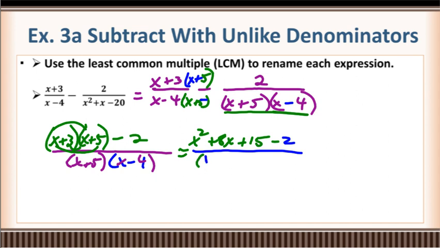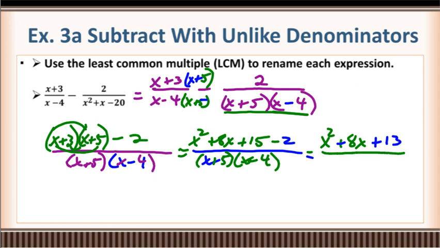And then I have x plus 5 times x minus 4, which would give me an answer of x squared plus 8x plus 13. And I cannot factor that. And the denominator, I would have x plus 5 times x minus 4. And we would keep our answer looking that way, everything factored as much as we can go.